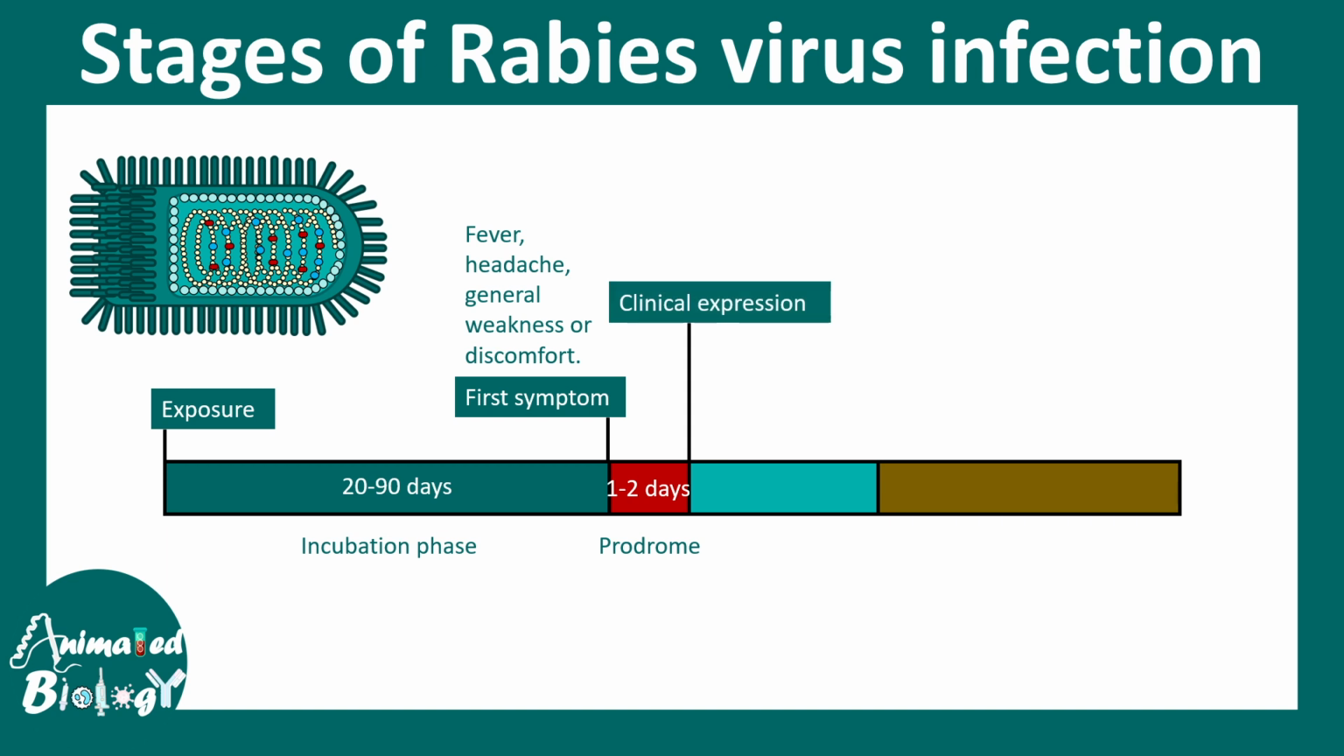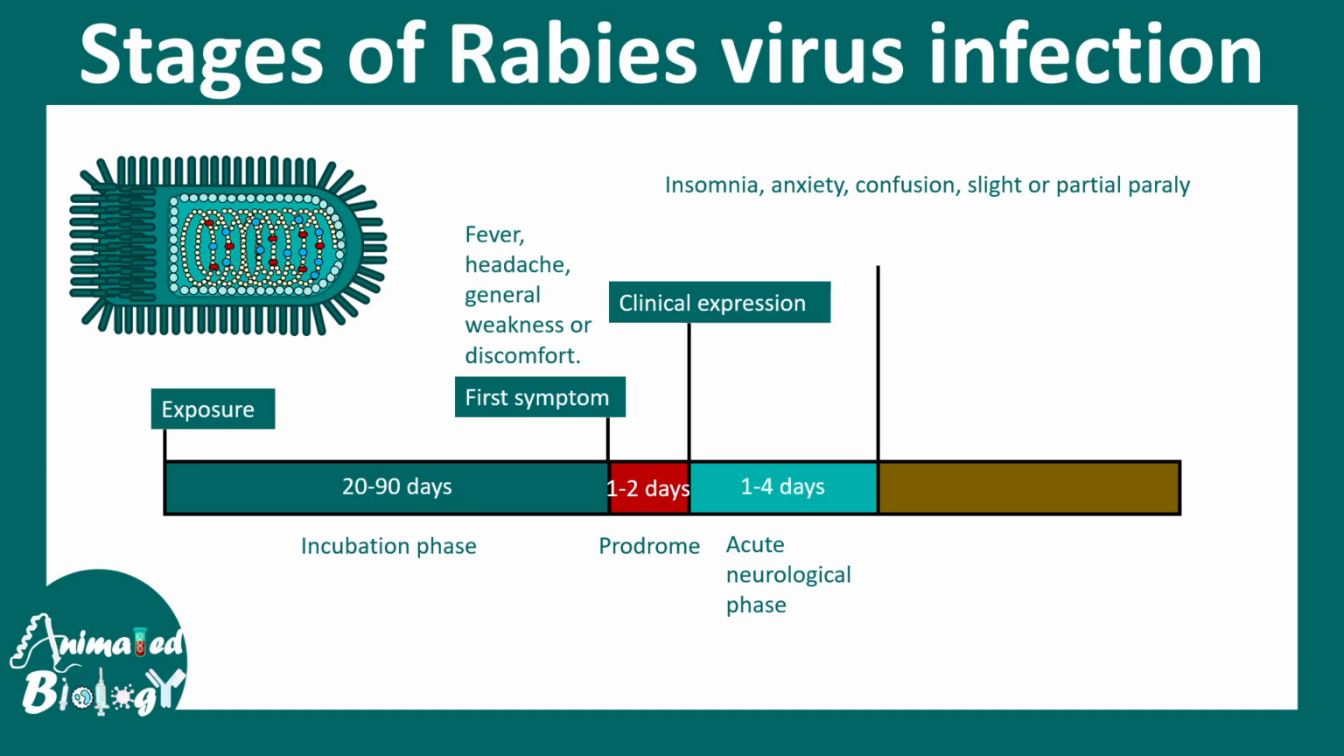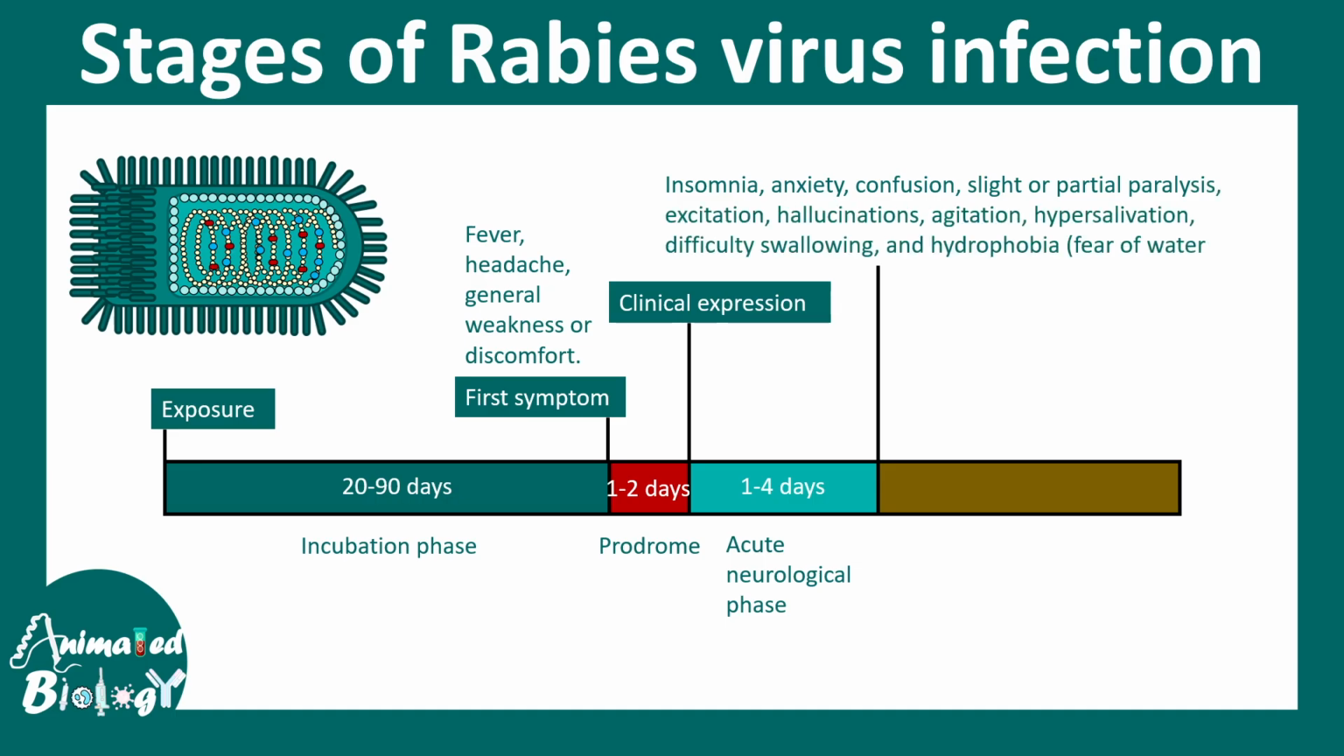Then eventually there are symptoms which are more clinically relevant. There is an acute neurological phase where several neurological phenomena happen, like insomnia, anxiety, confusion, hallucinations, agitation, and hypersalivation. All those things are basically quite striking features of rabies virus infection. So hydrophobia is prominent and apparent at this point of time.